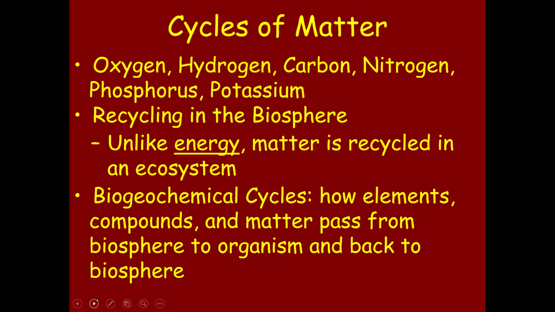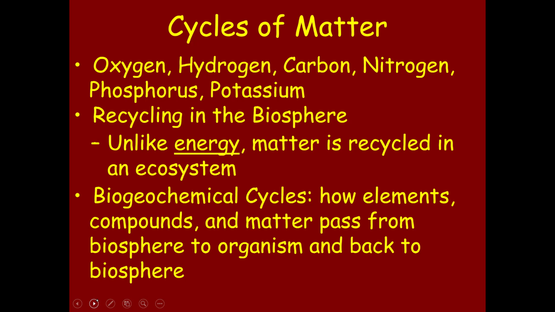So first off, when we look at the cycles of matter, there are some really essential elements that every single living thing needs, and those are oxygen, hydrogen, carbon, nitrogen, phosphorus, and potassium. We're going to look at how and why we need some of those things, and why that's crucial to all living organisms.